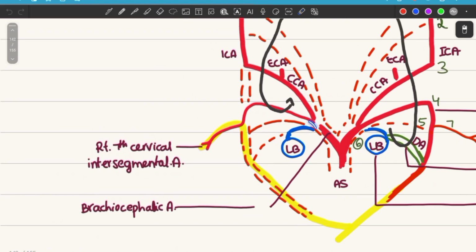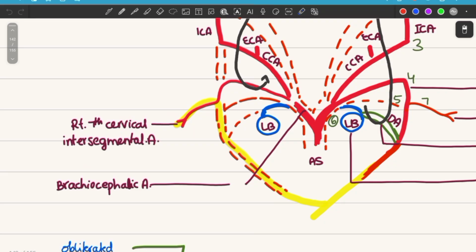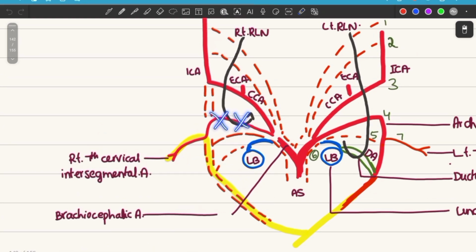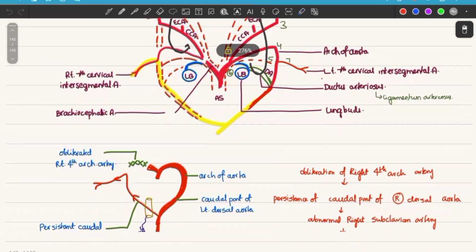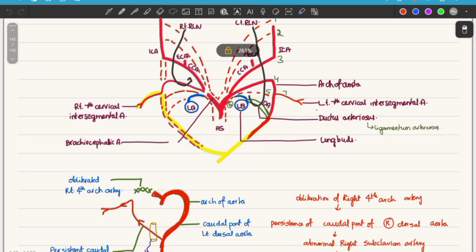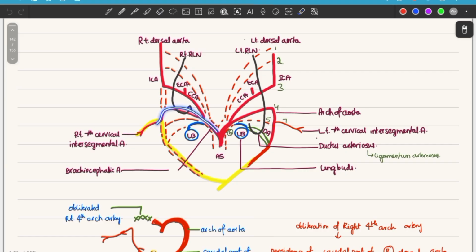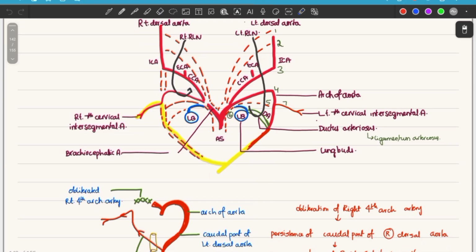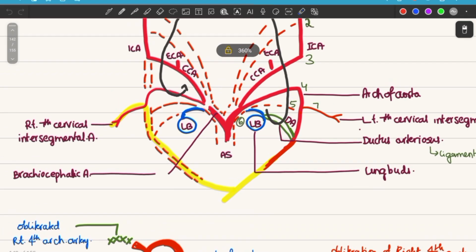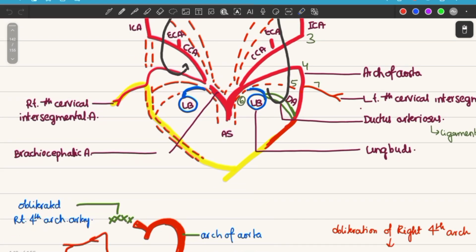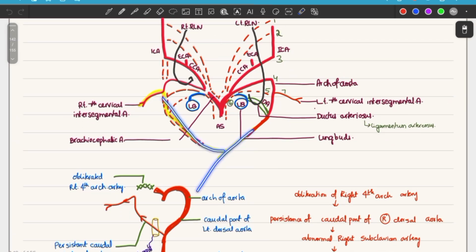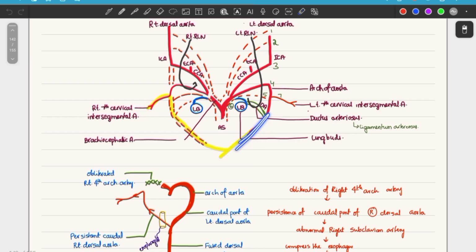It develops from the fourth arch artery plus the right seventh cervical intersegmental artery. But in this case, what happens is the fourth arch artery will disrupt. Okay, obliteration of the fourth arch artery. Hence, there is no direct connection between the fourth arch artery and the seventh intersegmental artery. So what does this seventh artery think? Okay, I am not having a relationship with the fourth arch, so I will come directly from this. What is this? This is the caudal part of the left dorsal aorta. This one is the caudal part of the right dorsal aorta.